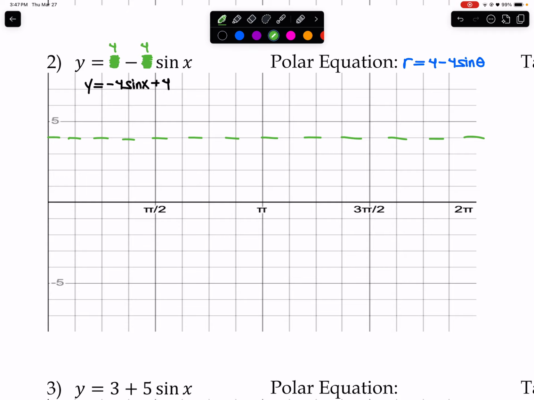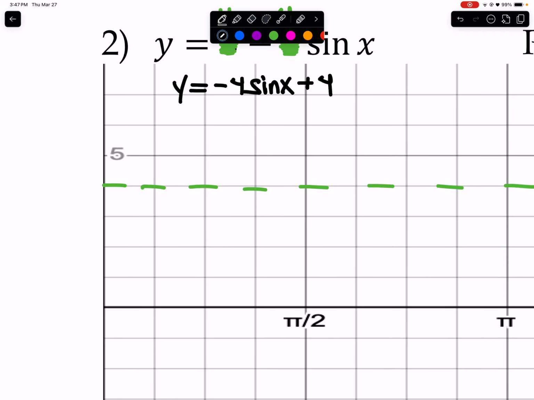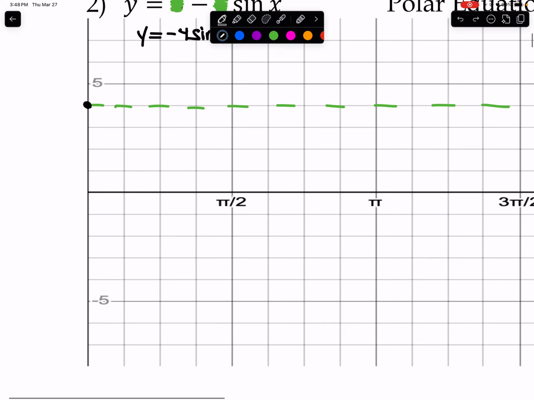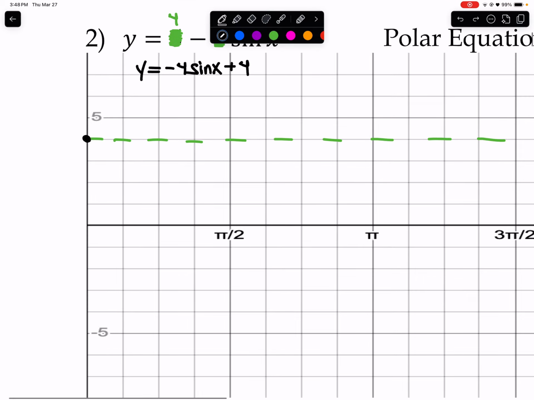So here's my midline. Now my graph tells me I'm going to have a sine graph. So I'm going to start in the middle at the midline. And then because it's negative, I'm going to go mid, low, mid, high, mid. So from this middle point, then I'm going to go to a low point, which I'm going to reference the amplitude. So I'm going to go 4 below the midline. So 1, 2, 3, 4.